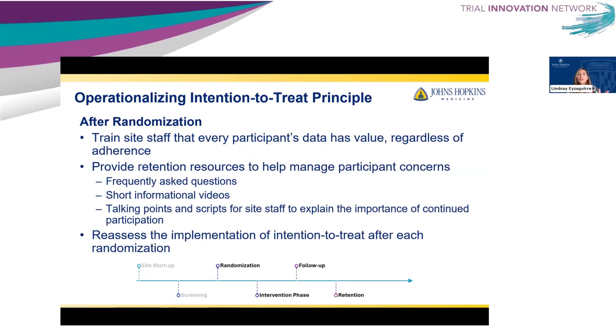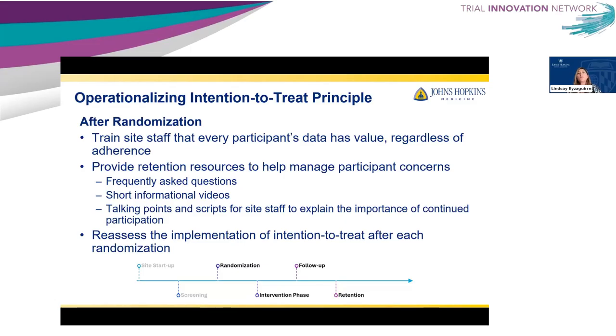Now that I have talked about ensuring data accuracy and completeness before and during enrollment, I want to shift to what happens after randomization and how to take the intention to treat principle that Josh mentioned and put it into action. After randomization, it's essential for study teams and site teams to understand that every participant has value, regardless of adherence, whether the participant misses visits, discontinues the intervention, or even withdraws from treatment. Their data still contributes to the understanding of the trial outcomes.